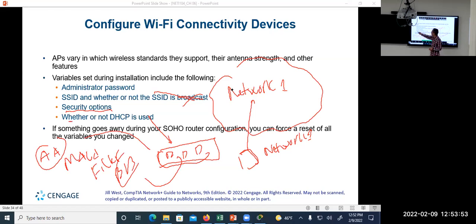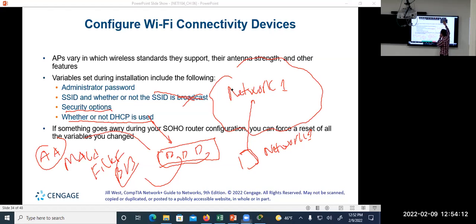Or you can decide whether or not DHCP is used. DHCP is Dynamic Host Configuration Protocol. That means you can give the IP address automatically to every device. You can automatically get the IP address.